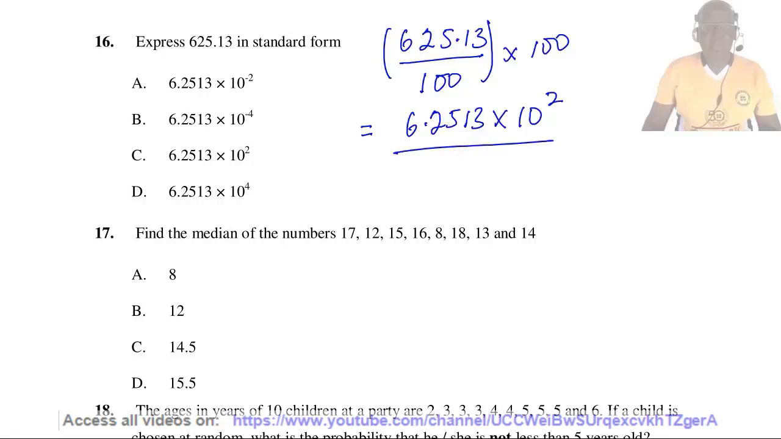In short, when we are given 625.13 to convert into the standard form, we shall shift the decimal point 2 places to get 6.2513. And since we shifted the decimal point 2 places, we shall multiply by 10 raised to the power 2. So the answer is C.